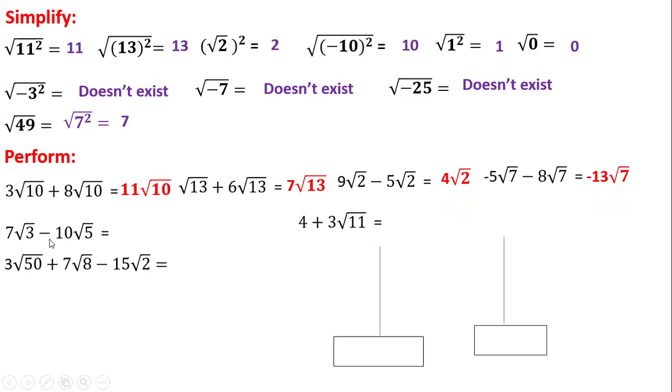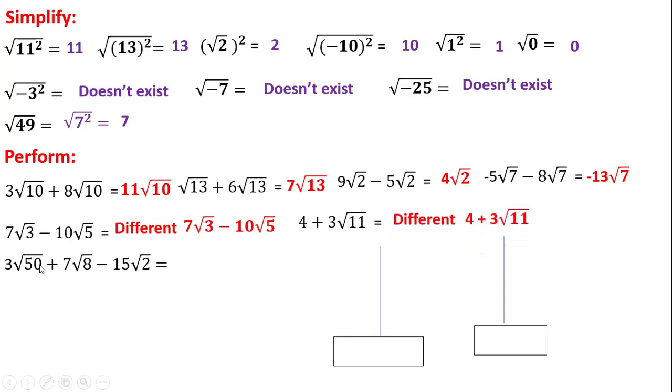7 radical 3 minus 10 radical 5. These are different radicals. We cannot add or subtract different radicals, so the answer stays as it is: 7 radical 3 minus 10 radical 5. 4 plus 3 radical 11. 4 is a number. 3 radical 11 has a radical. We cannot add a number with a radical, so since they are different, they stay as they are.